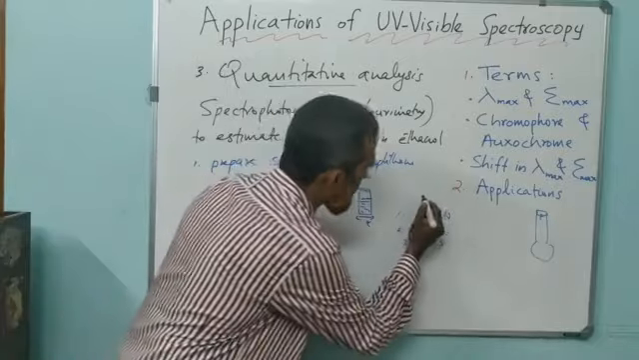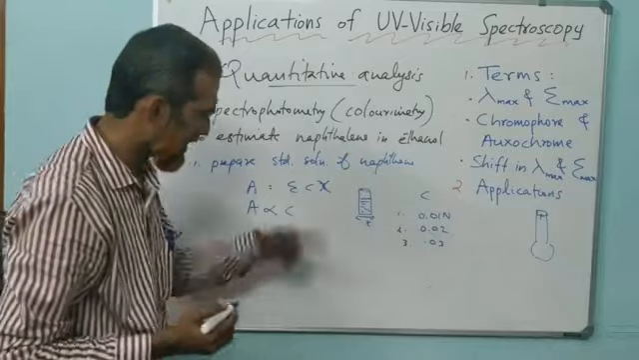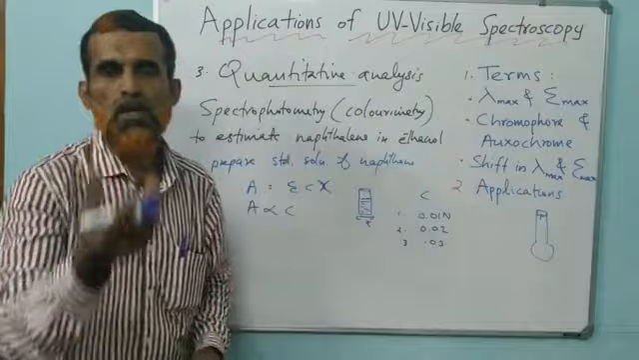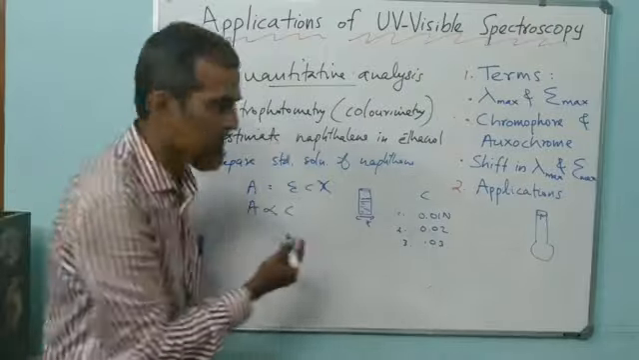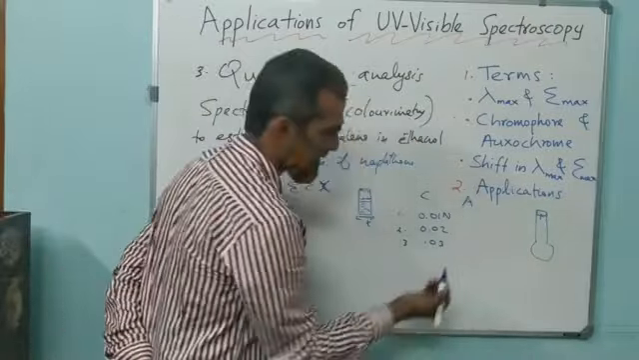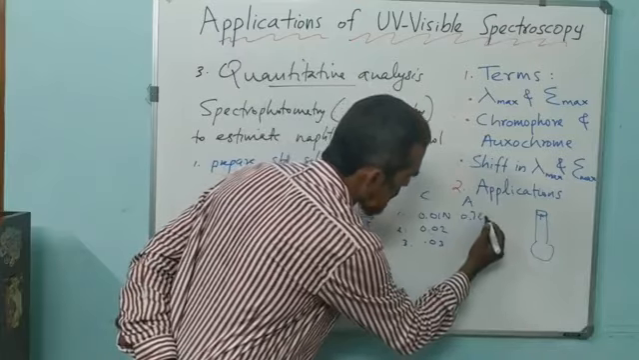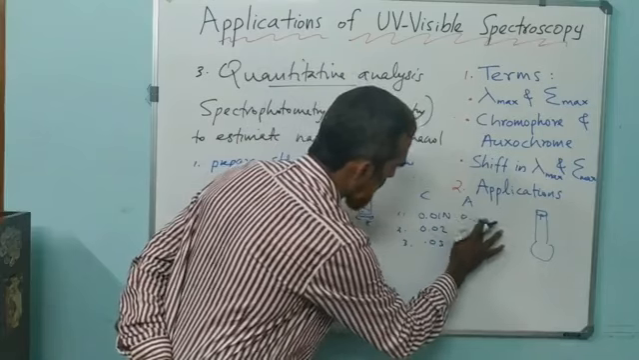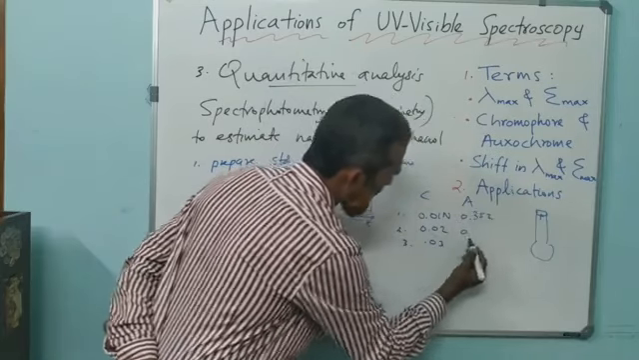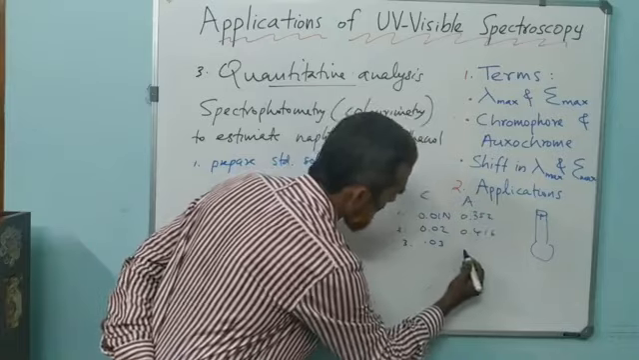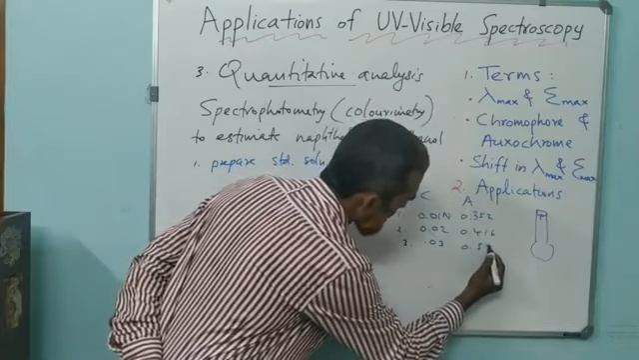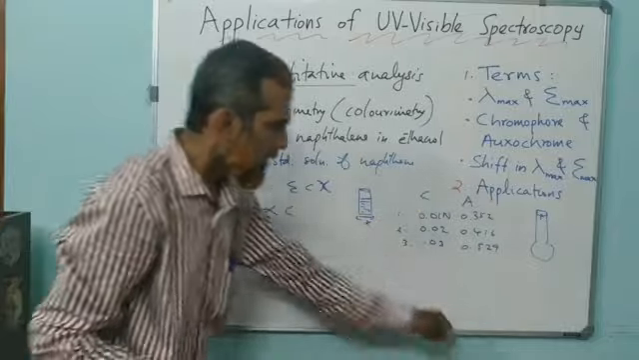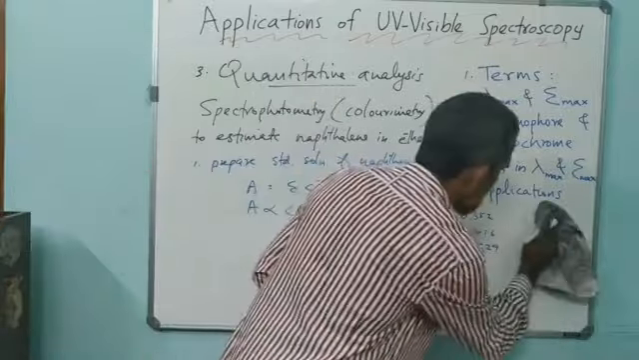So we have solutions of various concentrations, and you measure the absorbance of each solution using the instrument. Suppose you are getting values like 0.721, then concentration, let it be 0.352, then 416, like that it will go, 529, like that. When concentration increases, absorbance increases. You get these values.